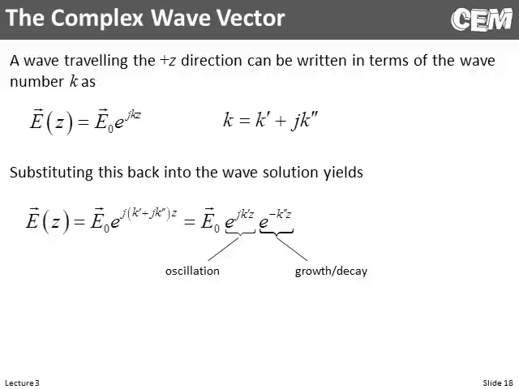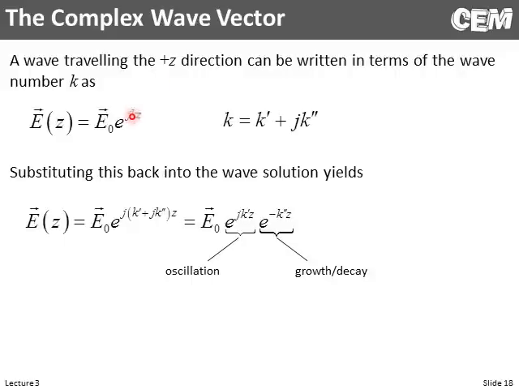Well, the wave vector can be a complex number in the frequency domain. So what on earth does that mean? Here is the equation for our plane wave, and we have this e to the jkz, where k can be a complex number. So we're going to write k as k prime, meaning the real part, plus j k double prime, being the imaginary part.